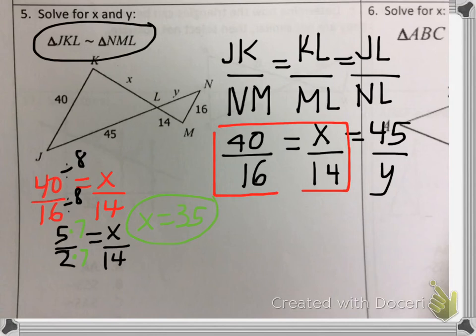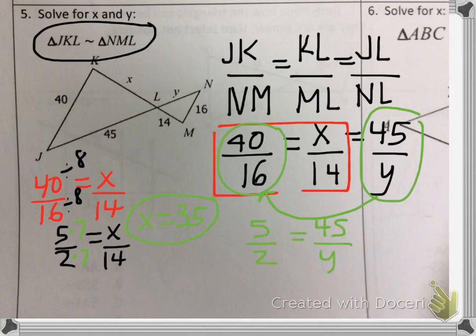Now we need to solve for y, so we obviously need to choose the ratio with the y in it, and you can choose the middle one with the x because we already found x, but since we already know that 40/16 reduced as 5 halves, I'm going to use those two. So 5 halves is the same as 40/16, and that's equal to 45 over y.